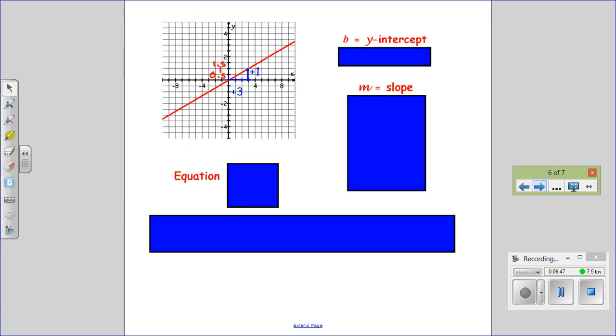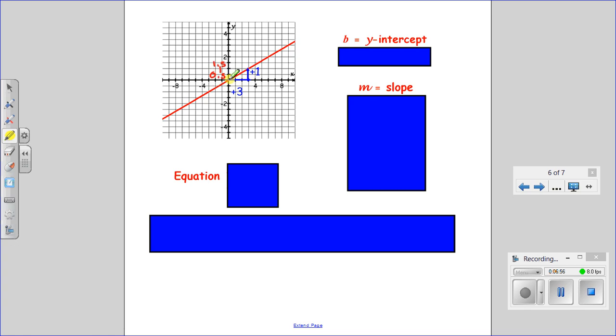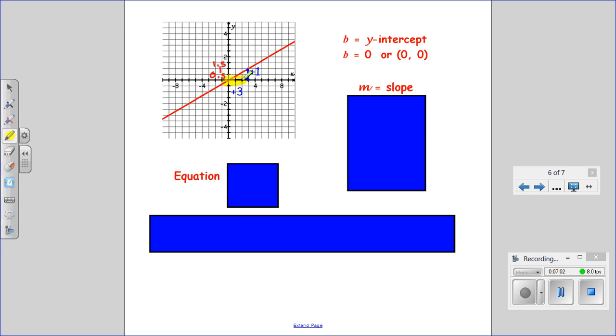Next example. Pause the video and try and answer all these questions yourself before you listen. Again, we can look and see the y-intercept is 0. And we can go right 3, which is increasing our x's, and up 1. Notice the change in the scale here.